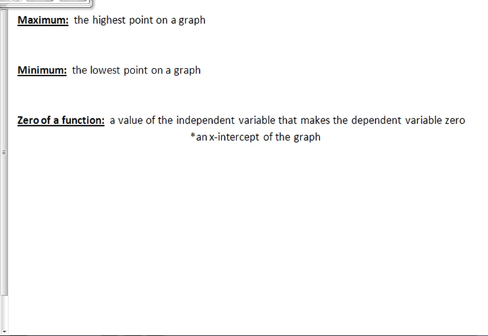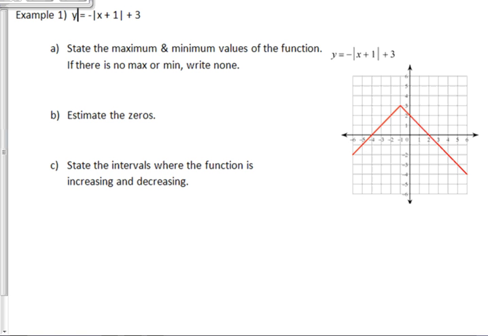Three other terms here: max, min, and zeros. Max is simply the highest point on the graph. Min would be the lowest point on the graph. The zeros of a function is the value of the independent variable that makes the dependent variable 0. Basically, what you need to remember is the zeros of a function is where your graph crosses or intersects the x-axis. It is an x-intercept on the graph.